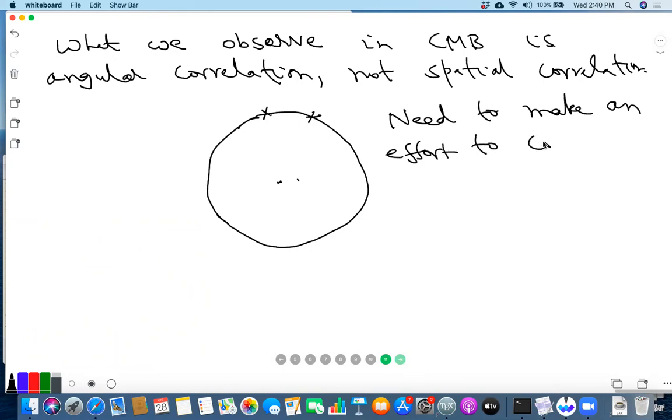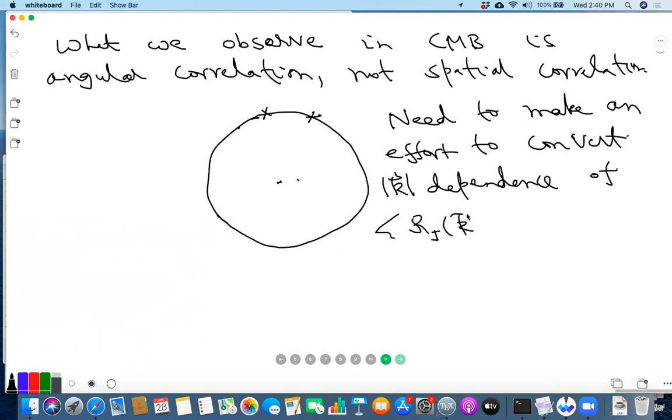to convert k dependence, or mod k dependence, of R_i k t star, to angular correlations. Whatever I am saying is also valid for the tensors, but let me just write in terms of R.